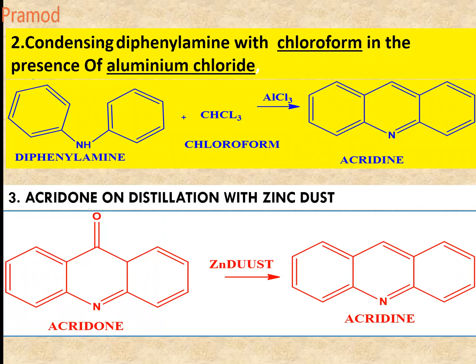Now let's go for the second. Diphenylamine, you treat it with aluminium chloride in presence of chloroform. Friedel-Crafts reaction, you get your acridine. So you take diphenylamine with chloroform, you treat it in presence of aluminium chloride, you get your acridine. Third is acridone. Acridone means there is a carbonyl group at the ninth position. You reduce it in presence of zinc dust, and you get your acridine.